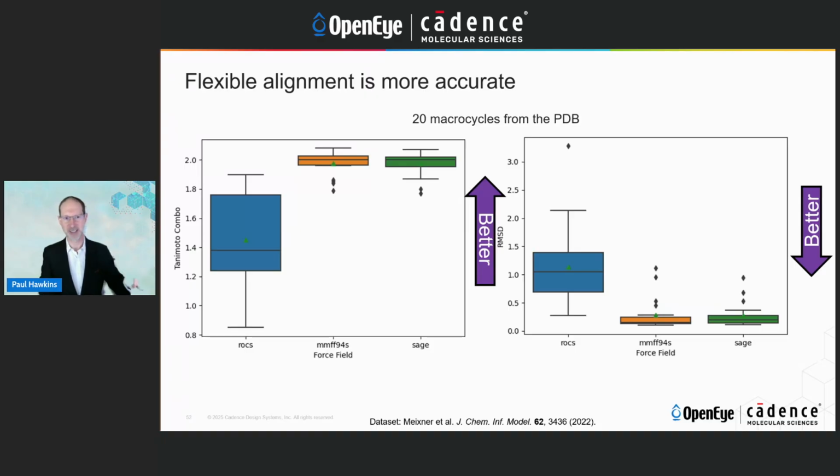Flexible fitting accuracy on the left here, Tanimoto combo, and on the right, RMSD. So on the left, higher is better, on the right, lower is better. And to no one's surprise, flexible fitting works better, whether we control strain in the fitting using good old MMFF94 in the middle, or the rather newer and more shiny SAGE force field from the Open Force Field Consortium. So flexible fitting works better.